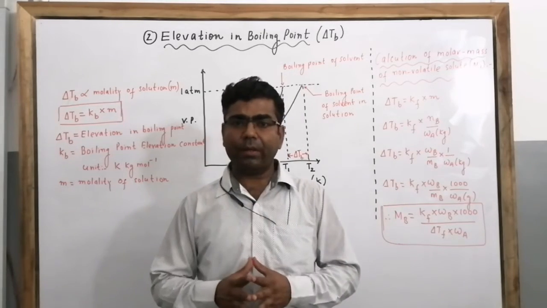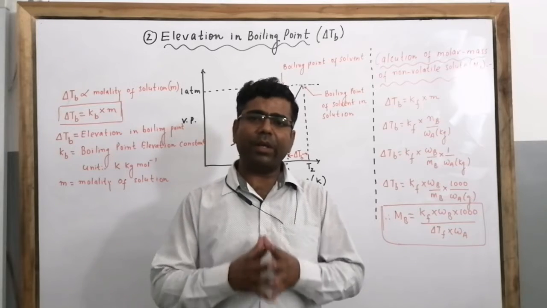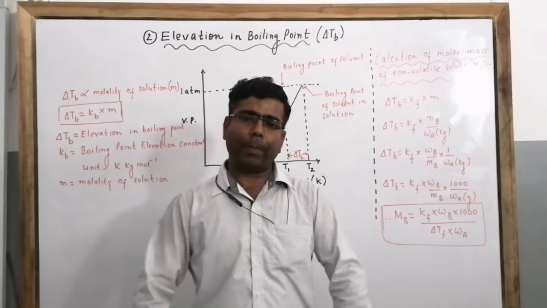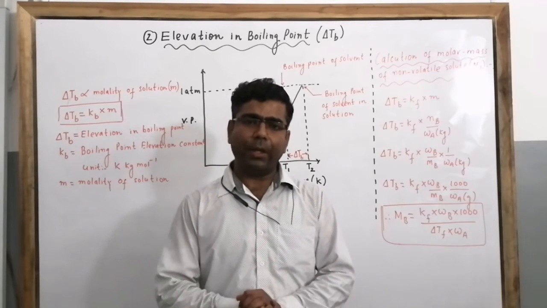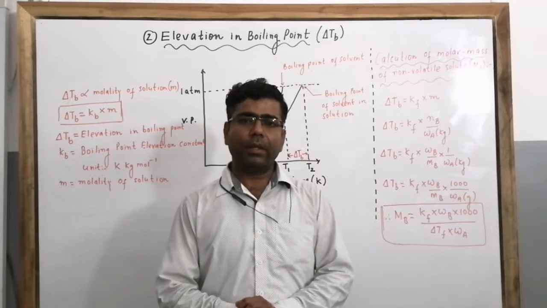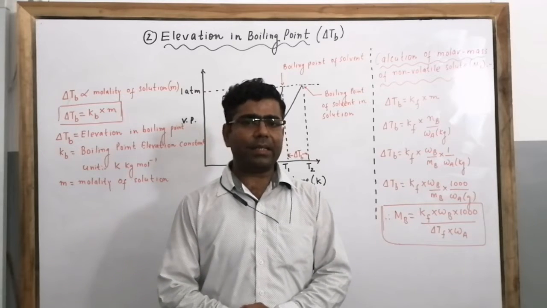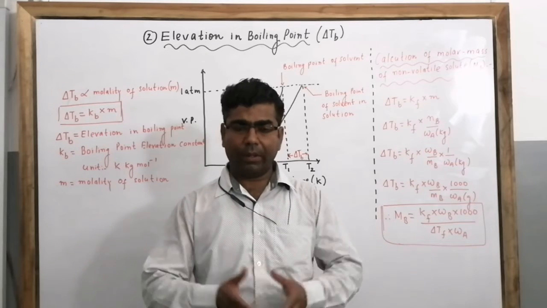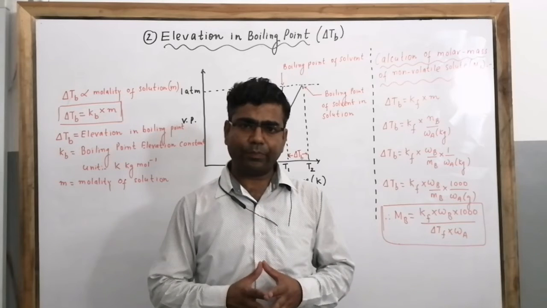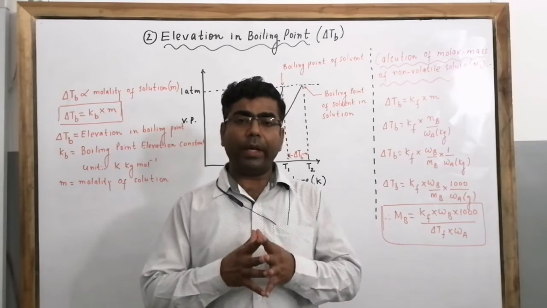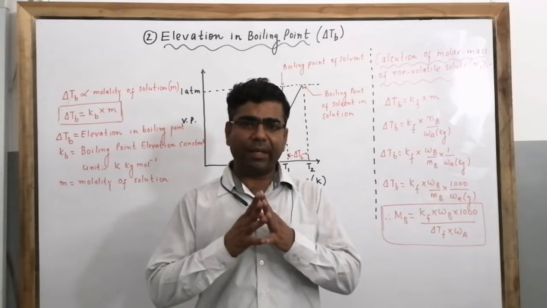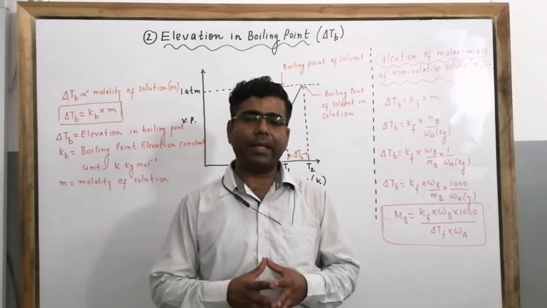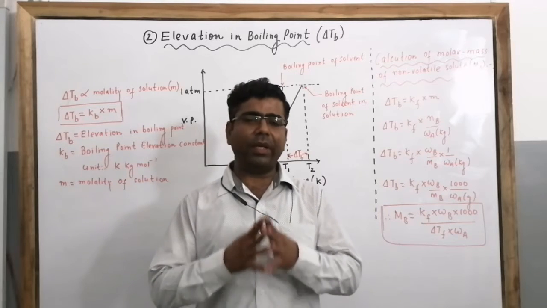In the previous lecture, we covered the first qualitative property, that is relative lowering of vapor pressure. Now, in this lecture, we will complete the second qualitative property, that is elevation in boiling point. Again, a very simple concept. The boiling point of pure water is 100 degrees Celsius, or in Kelvin, 373 Kelvin.